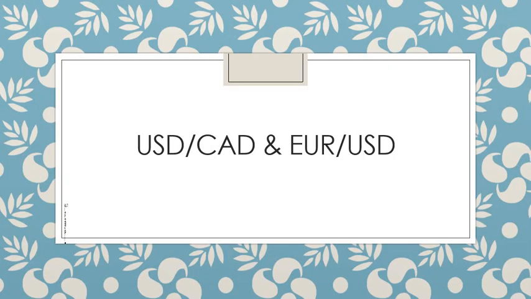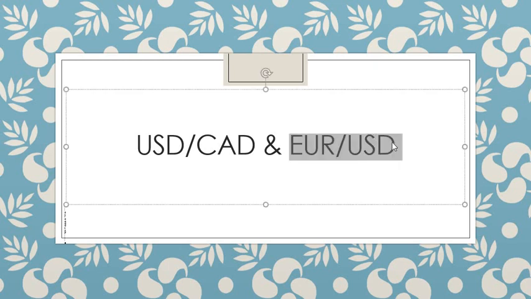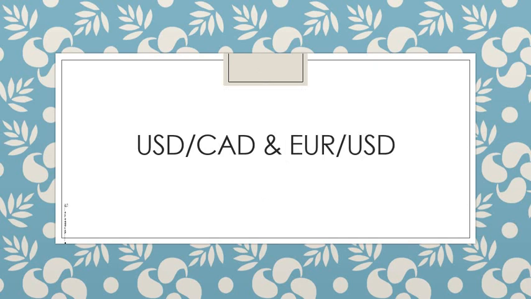Now let's move toward the United States dollar and Canadian dollar, which is USD CAD, and Euro USD. So these pairs are having negative correlation with each other. One of the reasons is that in one pair the United States dollar is the base currency, and in the other pair the United States dollar is the quote currency in Euro USD. So that is the reason they are having negative correlation with each other.